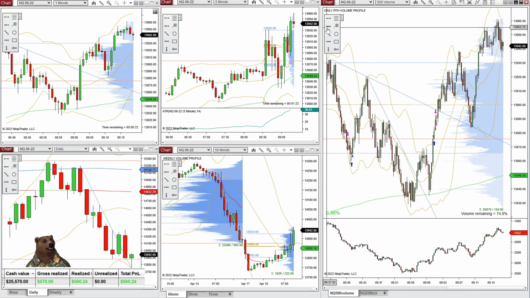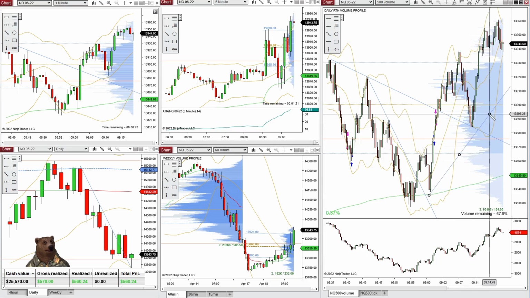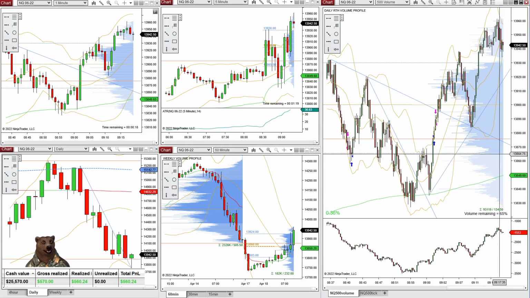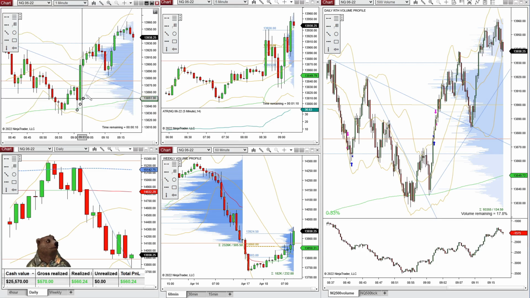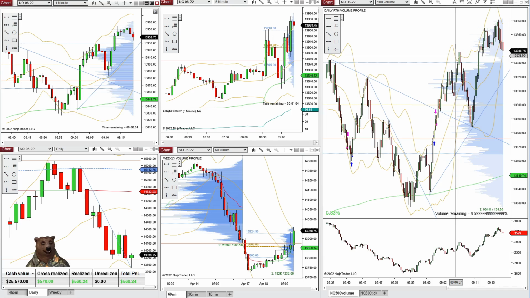Where else could we find some support? Now, I don't want to get in too high and have this thing come down, you know, maybe to this. Let's look at the 1 minute. Let's see if we can draw some trend lines down to 20. I think this LVN looks like it might be holding.